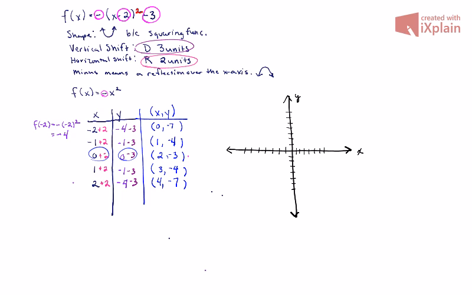So we have 0, -7, so that's going to be right here. 1, -4 will be right here. 2, -3 will be right here. 3, -4 will be right here. And then 4, -7 is right here. So we'll go ahead and we will connect those points.